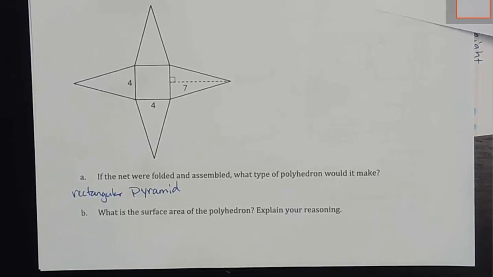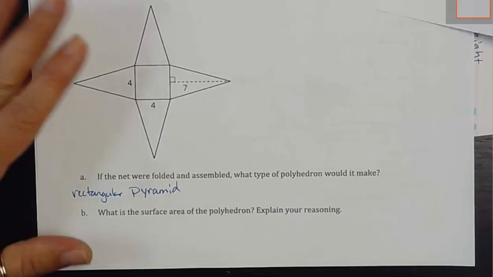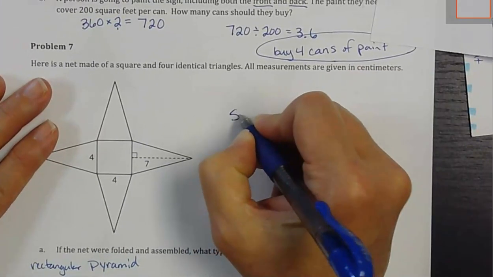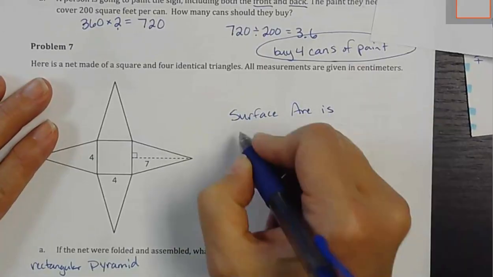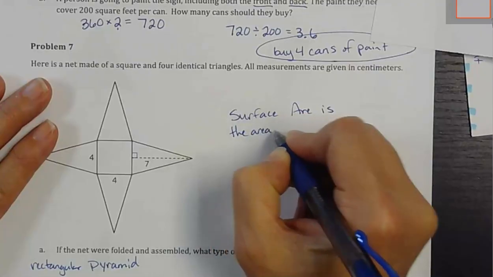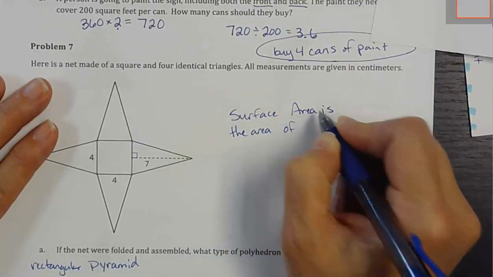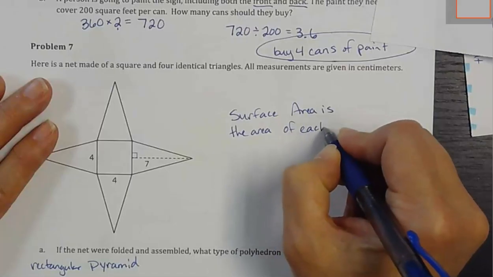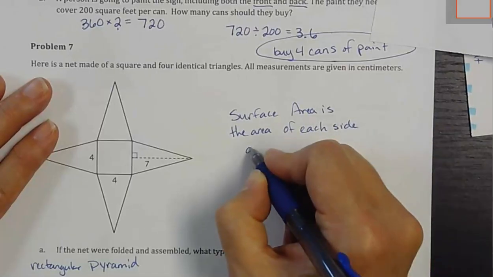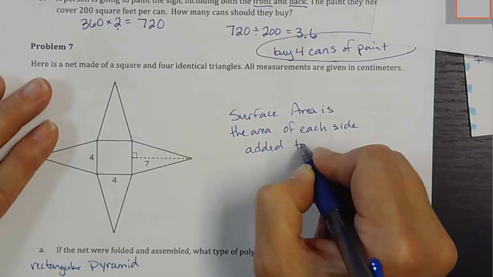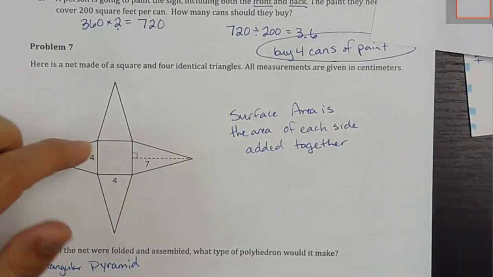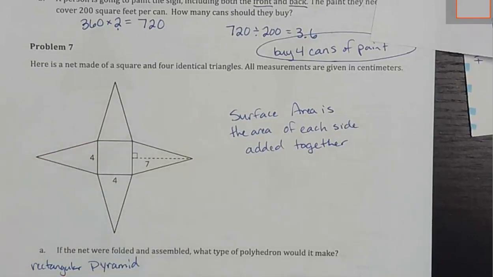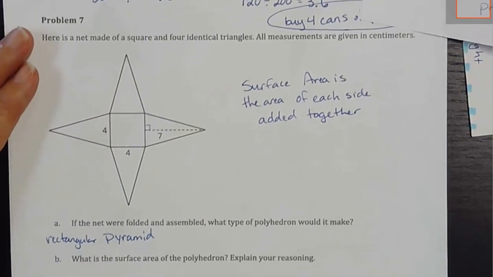Okay. What is the surface area of the polyhedron? And explain your reasoning. How do we find surface area? So I'm going to write some notes up here. Surface area is the area of, ooh, I keep leaving off the "ea," of each side added together. So I have triangles here and I have a square here that I need to find the area of every side and then add it together.